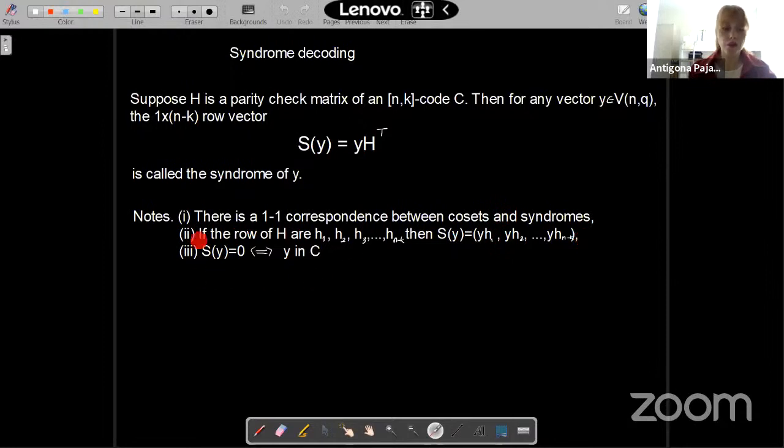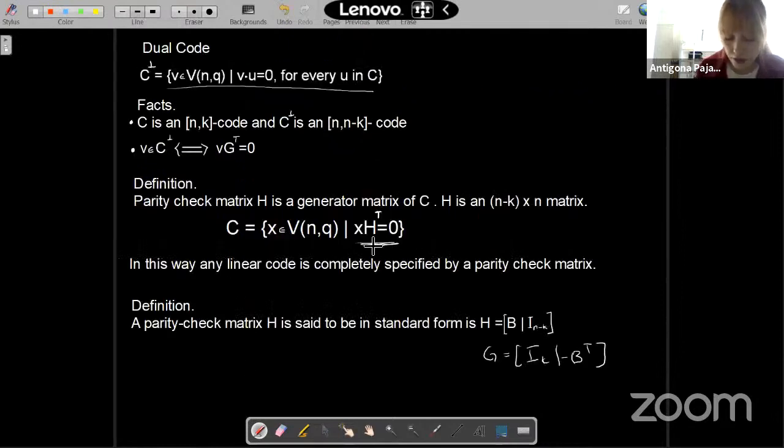And also the third one, we have that if S of y is equal to 0, then y is in C and the other way around. Why is this? Because if S of y is equal to 0, then y times H transpose is equal to 0. And by the previous definition here, then y is a code word in C.